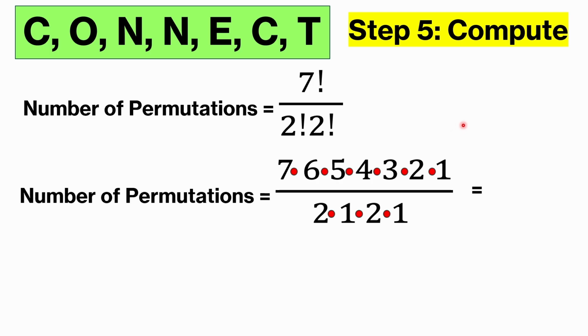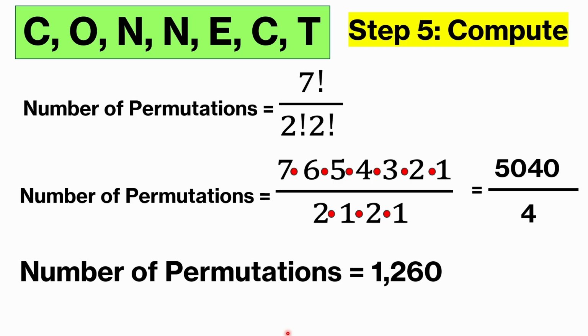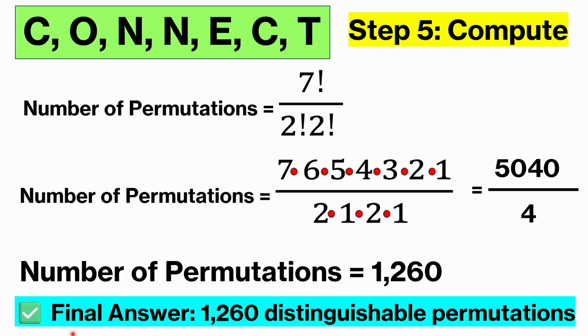And for step number 5, let's compute. 7 factorial is equal to 7 times 6 times 5 times 4 times 3 times 2 times 1, while 2 factorial is 2 times 1. Now, let's multiply. 7 times 6 times 5 times 4 times 3 times 2 times 1 is 5,040, while 2 times 1 times 2 times 1 equals 4. So 5,040 divided by 4 equals 1,260.